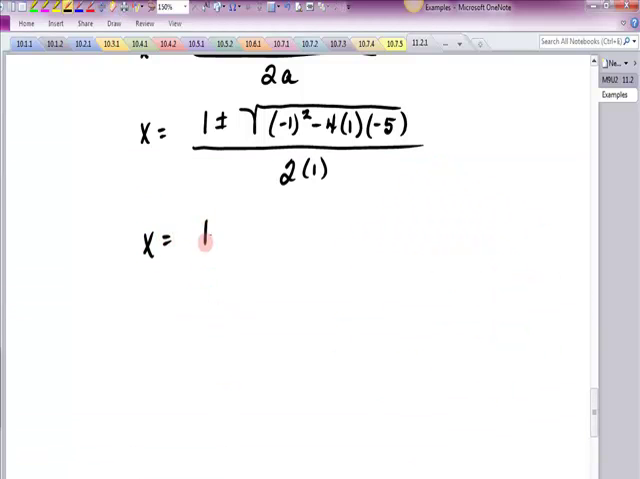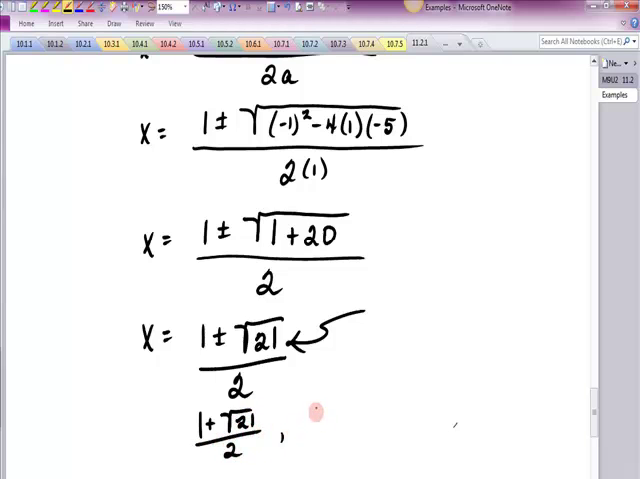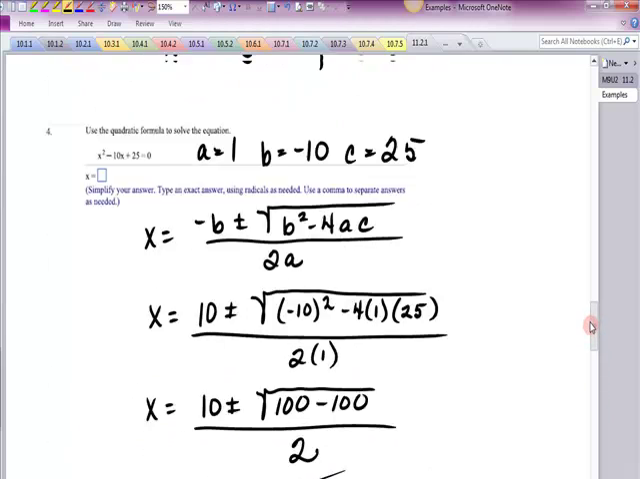So x is equal to 1 plus or minus the square root of -1 squared is 1. This is a negative times a positive times a negative, so that'll be plus 20 all over 2. This is looking familiar. X is equal to 1 plus or minus the square root of 21 over 2. Can I simplify? The answer is no. So those are my 2 answers. 1 plus the square root of 21 over 2, and 1 minus the square root of 21 over 2. It seems very familiar.